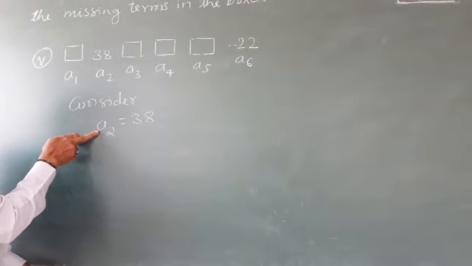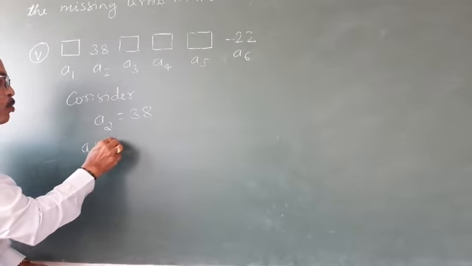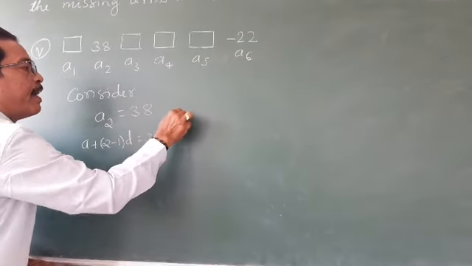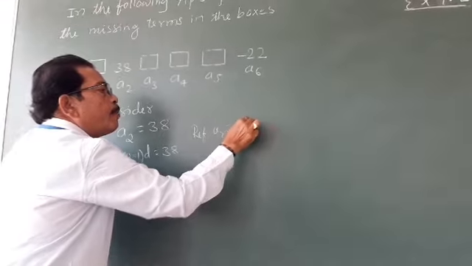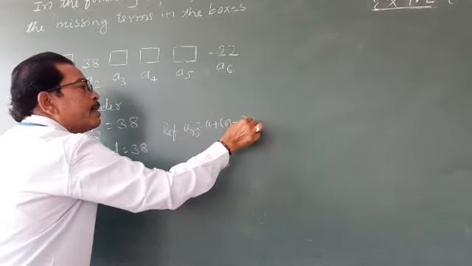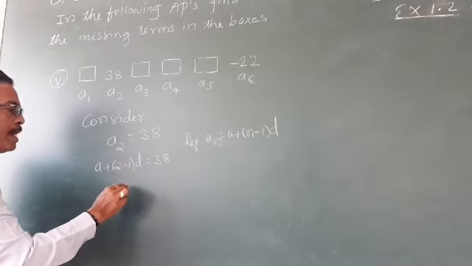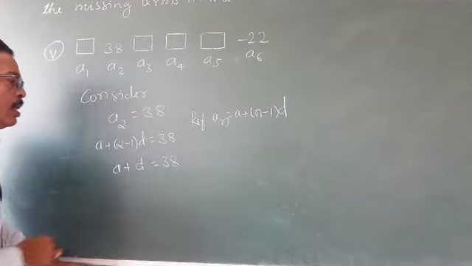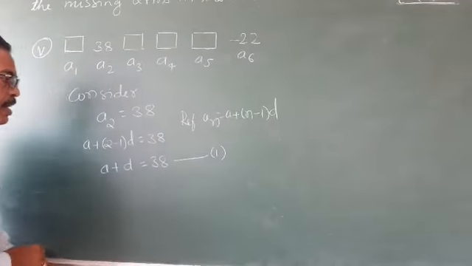What is the meaning of A2? That is a plus (2 minus 1) into d, equals 38. Referring to a(n) equals a plus (n minus 1) into d. Okay, a plus (2 minus 1), that is 1. That is a plus d equals 38. This one is the first equation.